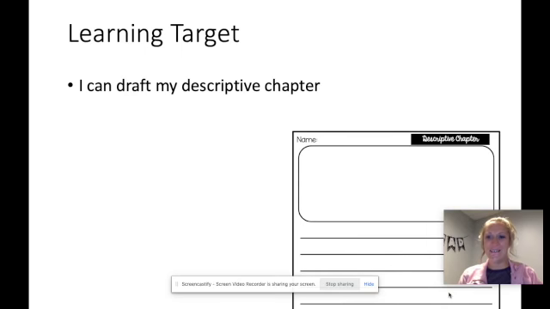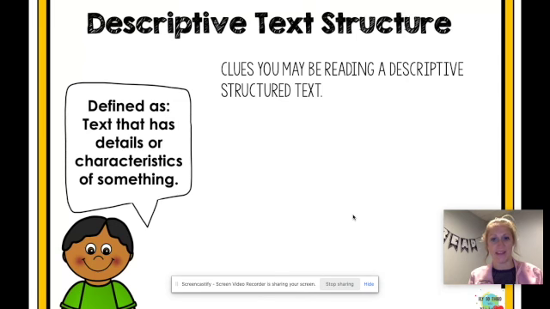Hey, today's the day we finally get to start drafting. And so today's learning target is that I can draft my description chapter. And we're going to be using this page today. So before we do that, though, we need to learn a little bit about what that means.